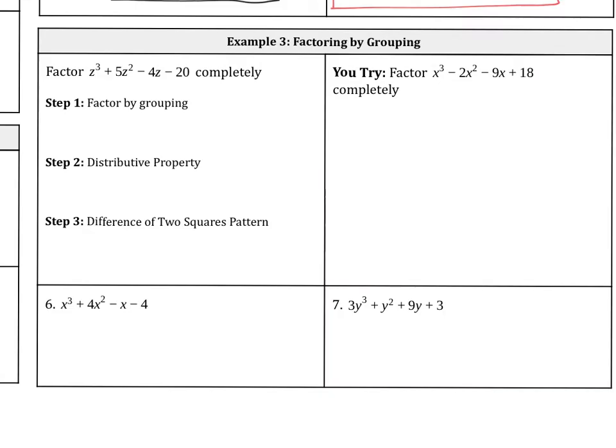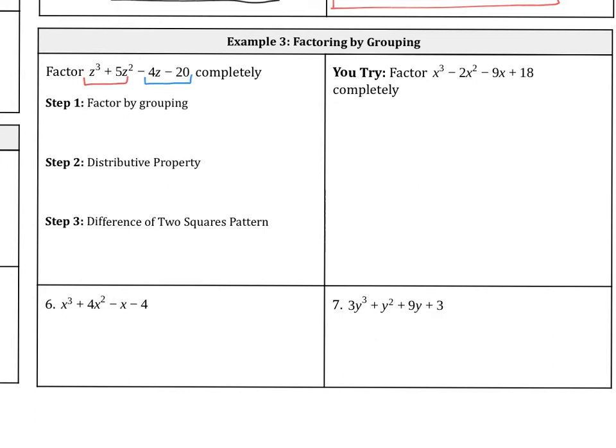Now we are going to do example number 3, factoring by grouping. So that one is very important. We are going to factor by grouping. So it means we have to have at least 4 terms so that we can group it by 2s. So the first step in factoring by grouping is you're going to put them into 2 groups. One is the first 2 terms and the other one is the last 2 terms.